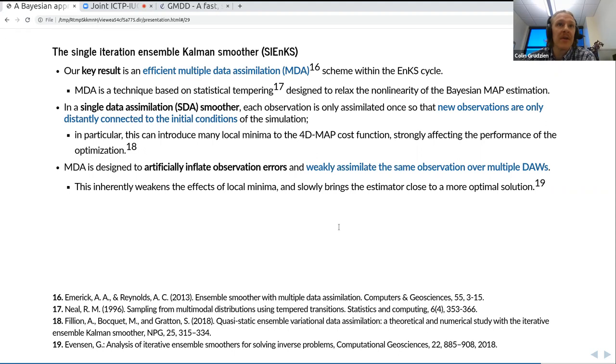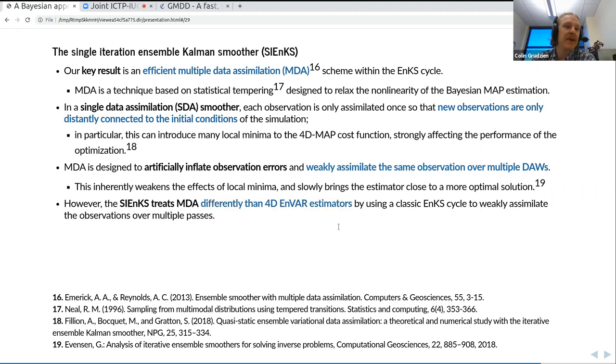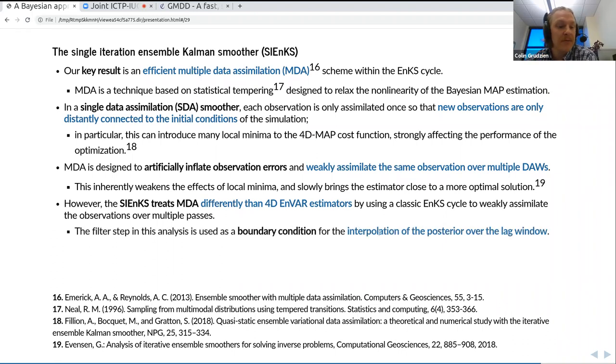In statistical tempering, which has been used for a long time, the aim is basically to prevent the numerical divergence of Markov chain recursions when the problem is multimodal, or highly difficult with many local minima. But the big difference about our scheme is that it treats MDA versus a 4D NVAR estimator by using a classical ENKS cycle to weakly assimilate the observations over multiple passes. That is, the filtering step in this analysis is actually used as a boundary condition for the interpolation of the posterior over the lag window.